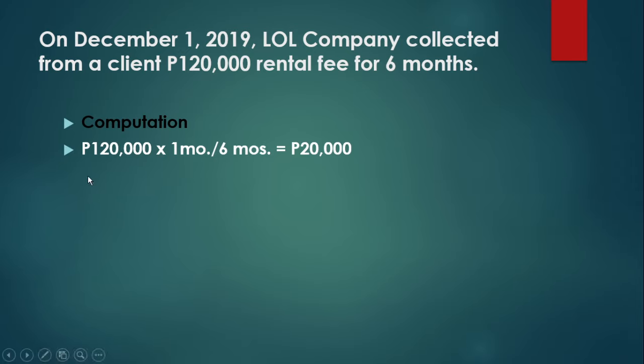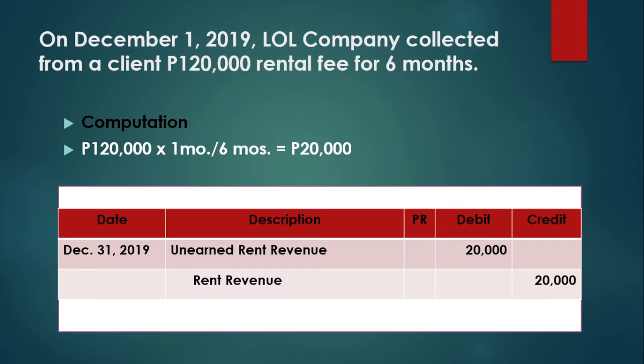So, 120,000 multiplied by 1 month divided by 6 months, that is 20,000. So, alam natin na ang lumipas na ay 20,000. Kumita na ng 20,000 si company. So, ang date is December 31, 2019. Para mabawasan si unearned rent revenue, i-debit natin siya, 20,000. At para ma-recognize natin si rent revenue, i-credit naman natin siya, which is 20,000.